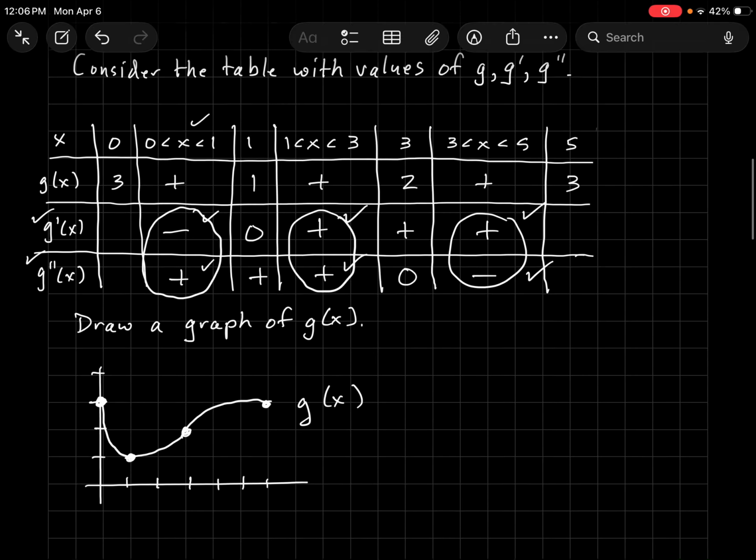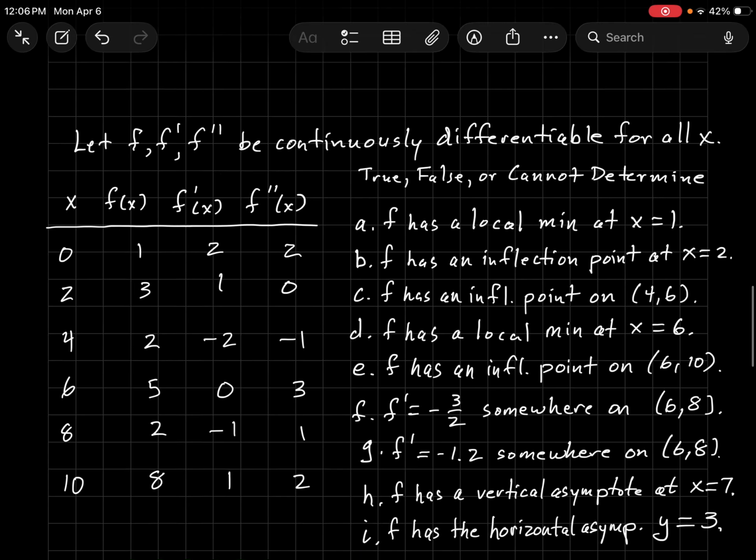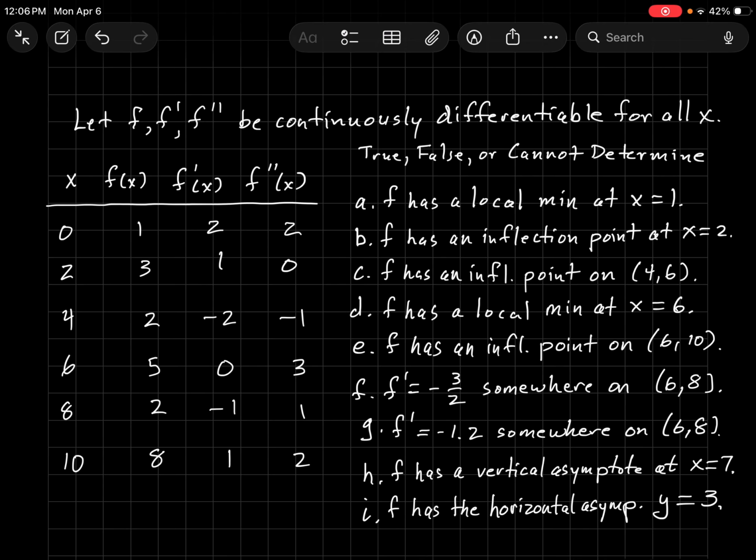I have one last problem for you. It's going to be a table of data with some questions. Here's how I would like you to approach this. Copy this down or whatever you need, and then I would like you to answer all of these questions A through I, based on the table, where f, f prime, and f double prime are continuously differentiable for all x. The answer to A through I is true, false, or cannot determine. And I would like you to also give a reason for your answer.